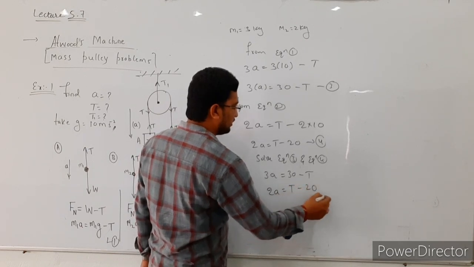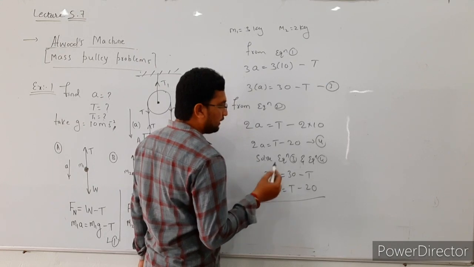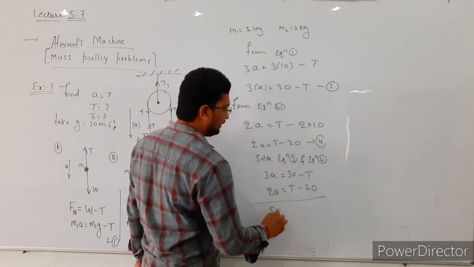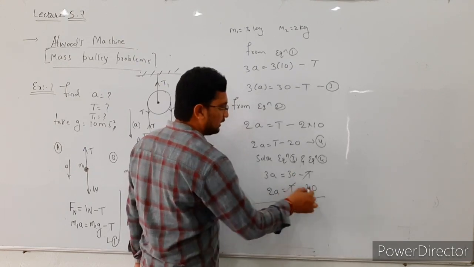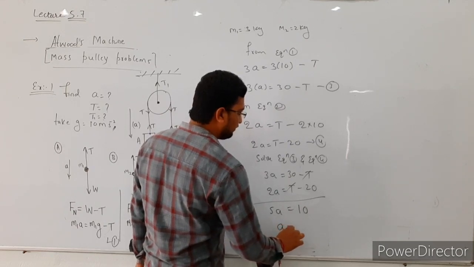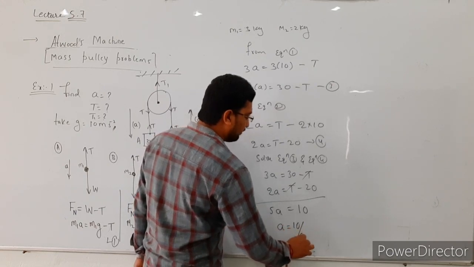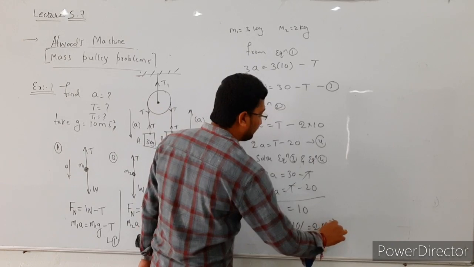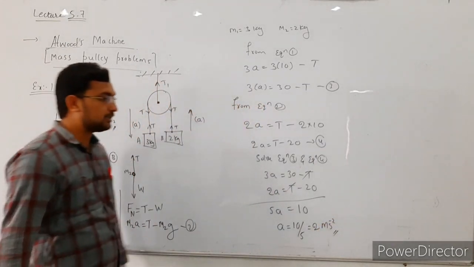Solve this by adding: 3 plus 2 is 5a, equal to 30 minus 20, since plus T and minus T cancel, that is 10. Then the acceleration of the system is a equals 10 divided by 5, that is 2 meter per second square. So this is the acceleration of the system.